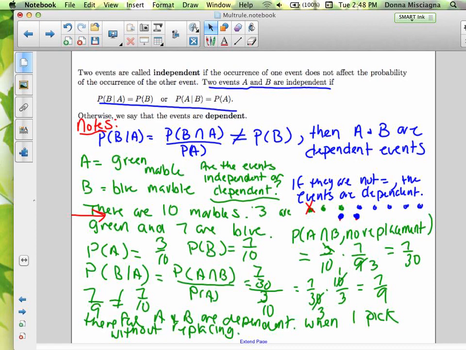There are 10 marbles. 3 are green and 7 are blue. So the probability of getting a green marble is 3/10.